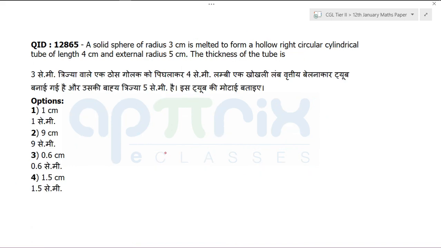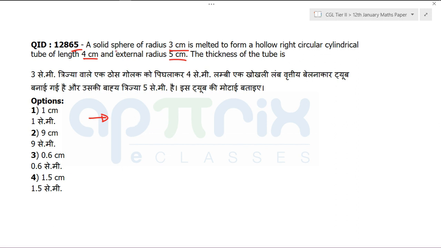It's an objective paper. Question number 65 says a solid sphere having a radius of 3 centimeter is melted to form a hollow right circular cylinder where the length is 4 and the external radius is 5. They are asking what is the thickness of the tube. It is very easy, right? The answer is going to be how much? 1. Let me solve it, otherwise you will say how quickly you are doing it. You can also do it like that.